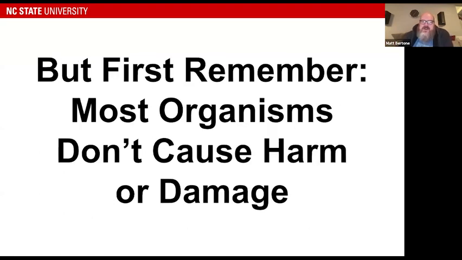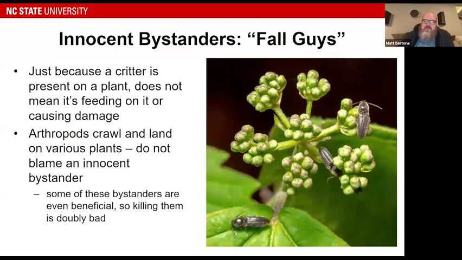But first, remember, most organisms don't cause harm or damage. In fact, for arthropods, and we'll talk about them a lot more throughout this talk, most things are just going about doing their thing and they're not harming anything. And so just because you see something does not mean it's causing any issues. Don't have such a negative look on the world.